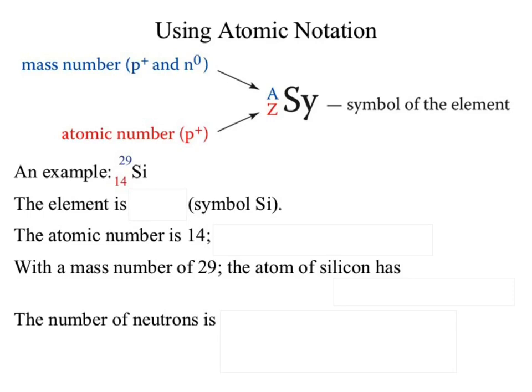Okay? So this notation is better referenced as nuclear notation, because the only thing we are referencing at this point is the stuff that's in the nucleus. Okay? No reference is made to the electrons, at least obviously. So if we take a look at an example, 29 14 Si. Right? What is the element? Silicon. Right? How do we figure out what element this is?